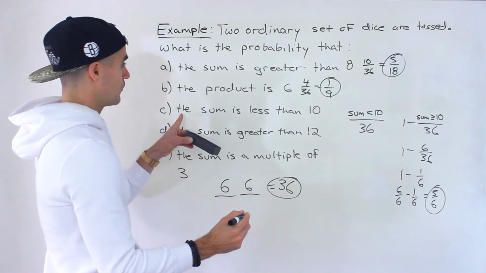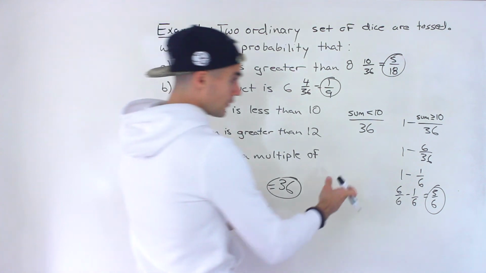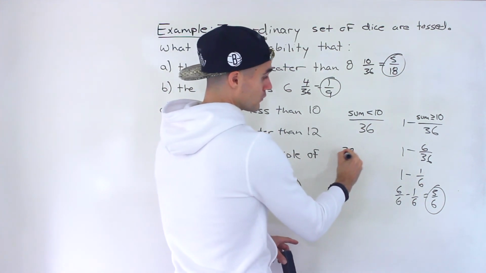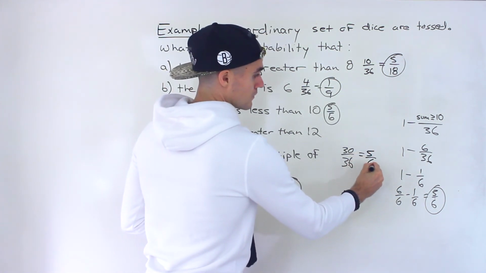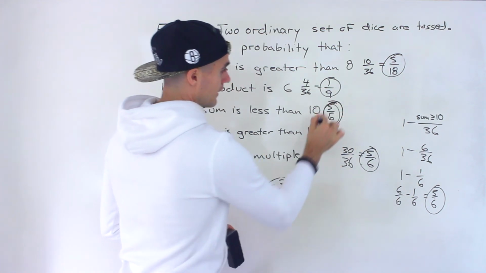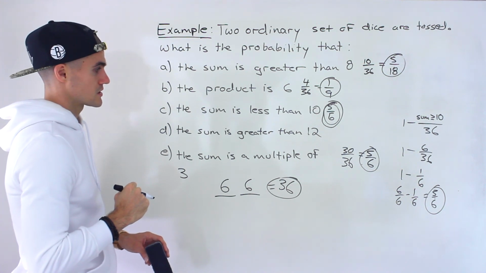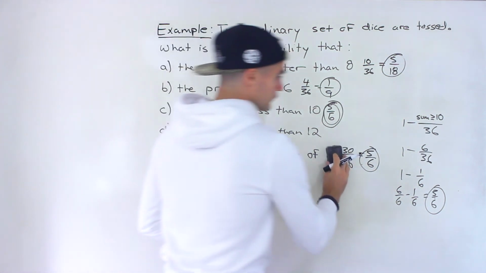All right, so that would be the answer to C. Or if you did it the other way, if you did it this way and actually listed out all 30 elements, then it would be 30 over 36. And then this here reduces to 5 over 6. So whichever way you do it, whether this way or this way, final answer for part C is 5 over 6. Now moving on to part D, the sum is greater than 12.